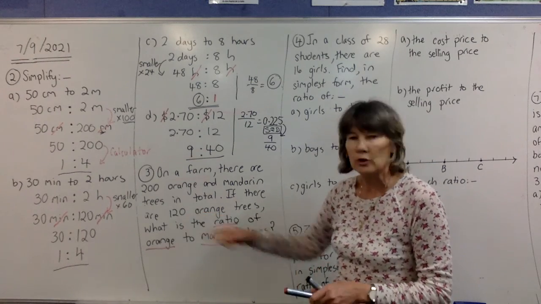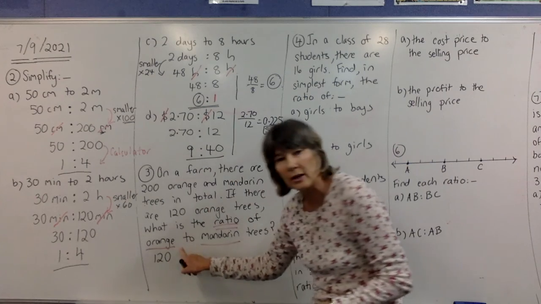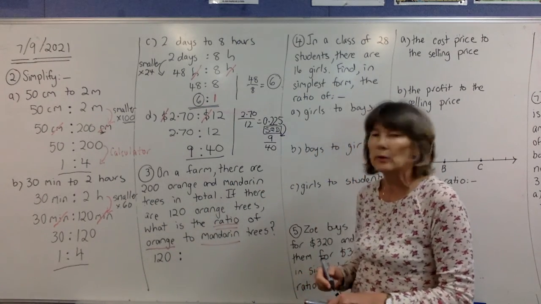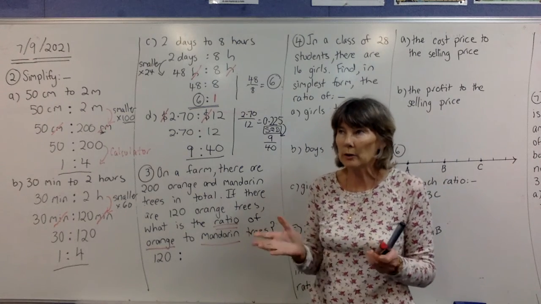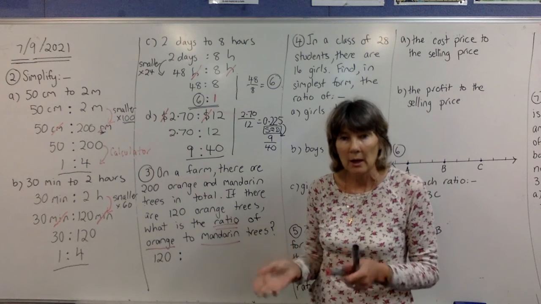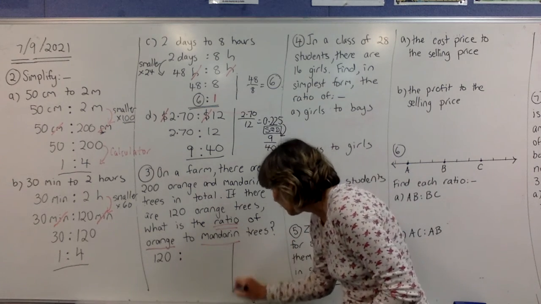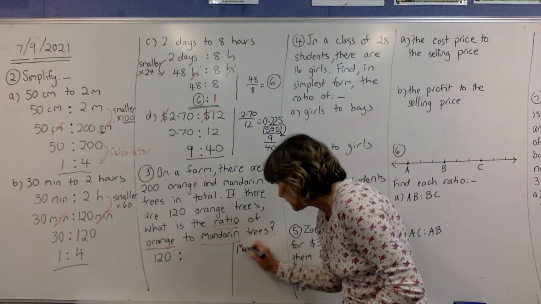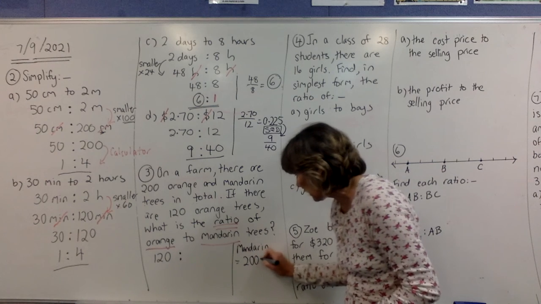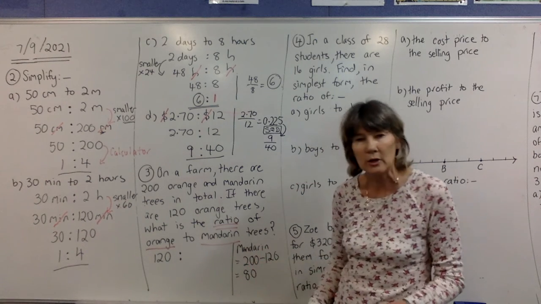Well, we know how many orange trees there are. There's 120. I'm going to write it right underneath the word orange there. Dot, dot. Now, how many mandarin trees are there? There's 200 trees altogether. 120 of them are orange trees, and all the others are mandarin. So over here on the side, to work out your mandarin trees, you would just do 200 trees in total, take away the orange trees, and that will give you 80 mandarin trees.